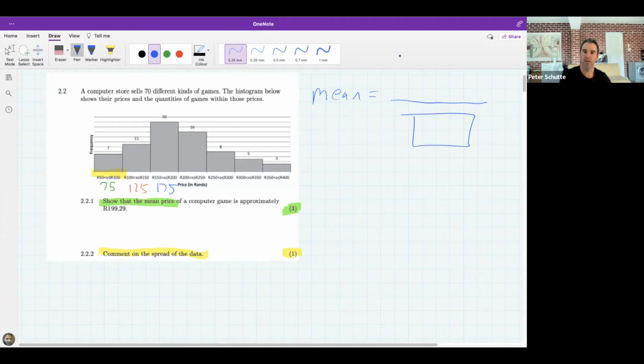So the top line is basically going to say, how many values are there in the first interval? There's 7, and each of those values is 75. So 75 times 7. That deals with the values in the first interval. And in the second interval, we use 125 times 11. And then the third one is 20 values. And what value do we use? We use 175 times 20.